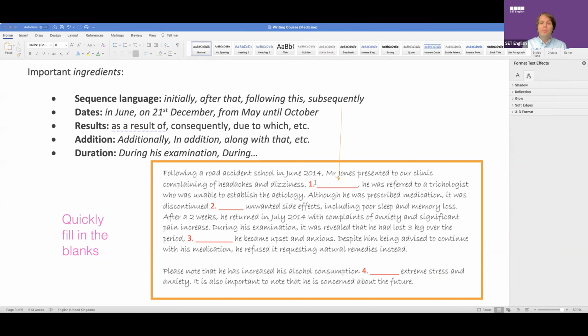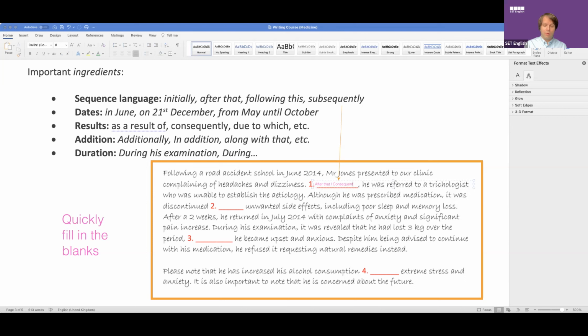So this one, it could be subsequently. What else could we write in number 1? What do you guys think? Subsequently. After that, you could say after that. Following this. Initially, I don't think we can say initially, no. Following this would be good. What else? Can I use results language here as well? Yeah, we can. Consequently. So as a result of, yeah, consequently, that would be good.